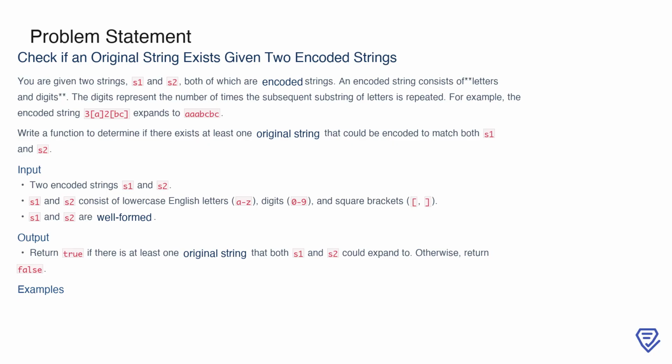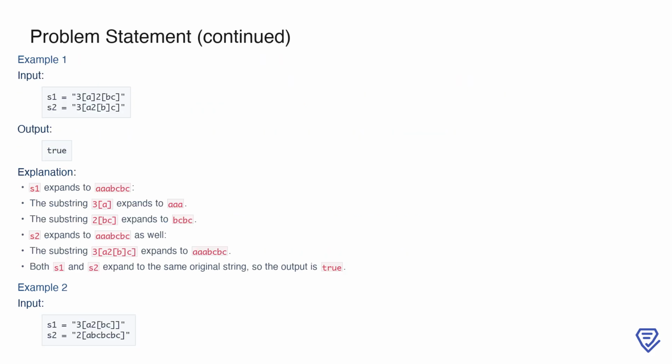The task is to write a function that checks whether such an original string exists, given the encoded forms. The input consists of two well-formed strings that only include lowercase letters, digits, and square brackets. The output should be true if both strings can expand to the same original string, and false otherwise. Let's look at the first example.